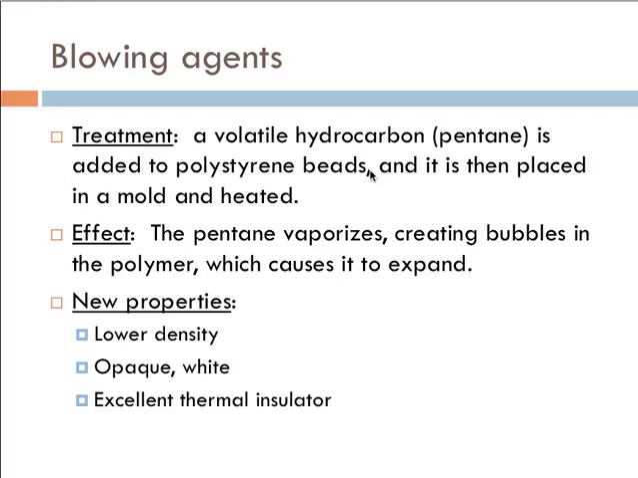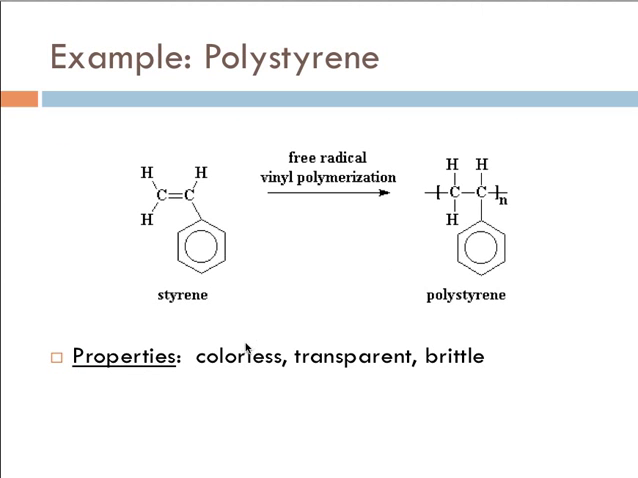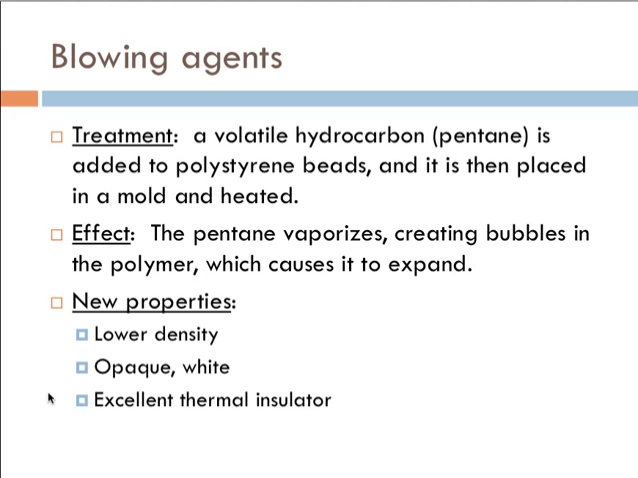If we add a volatile hydrocarbon, such as pentane, into the polystyrene beads, and then we place it in a mold and heat it, that pentane is going to vaporize, and it creates bubbles in the polymer, and it causes it to expand. This changes the colorless, transparent, and brittle polystyrene into a less dense, opaque white thermal insulator.